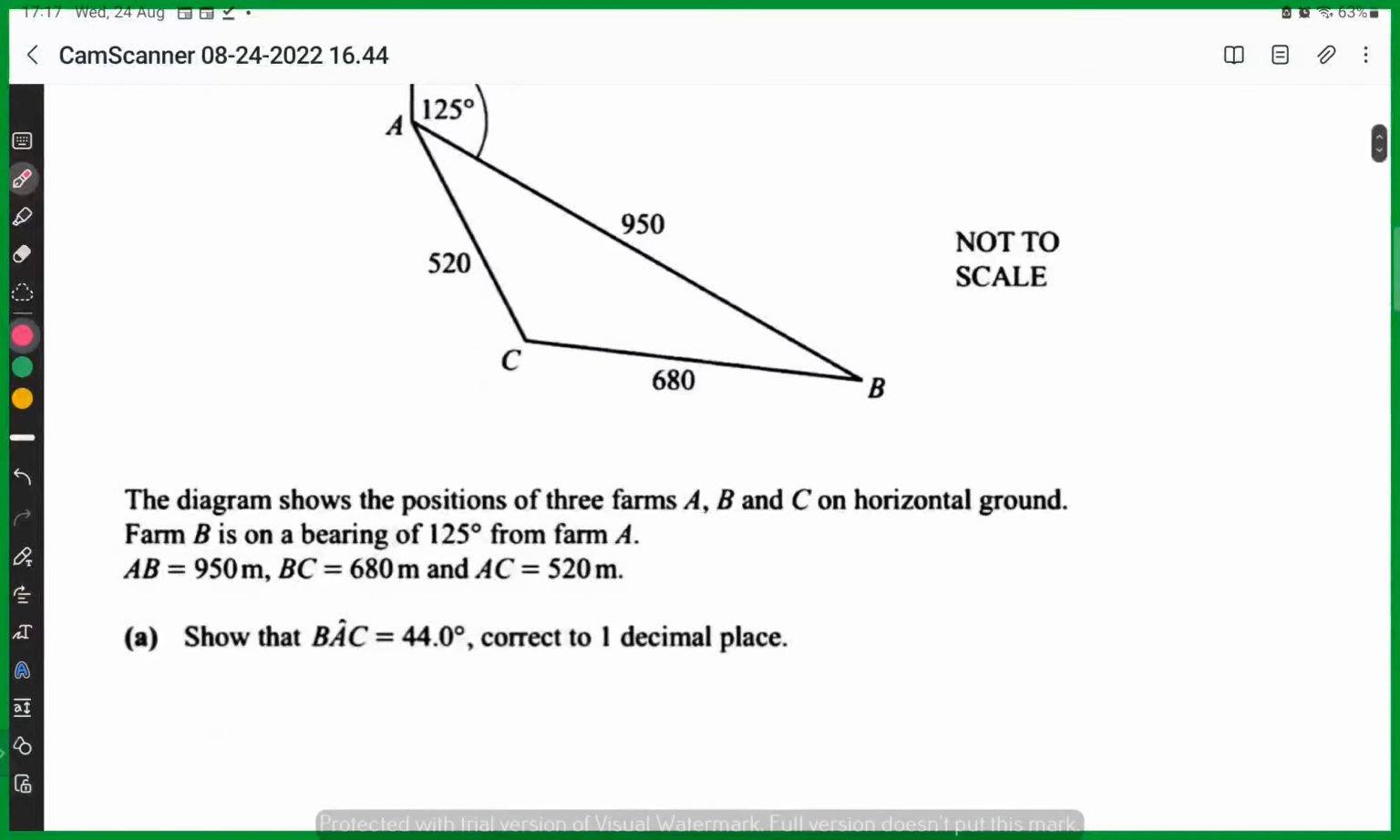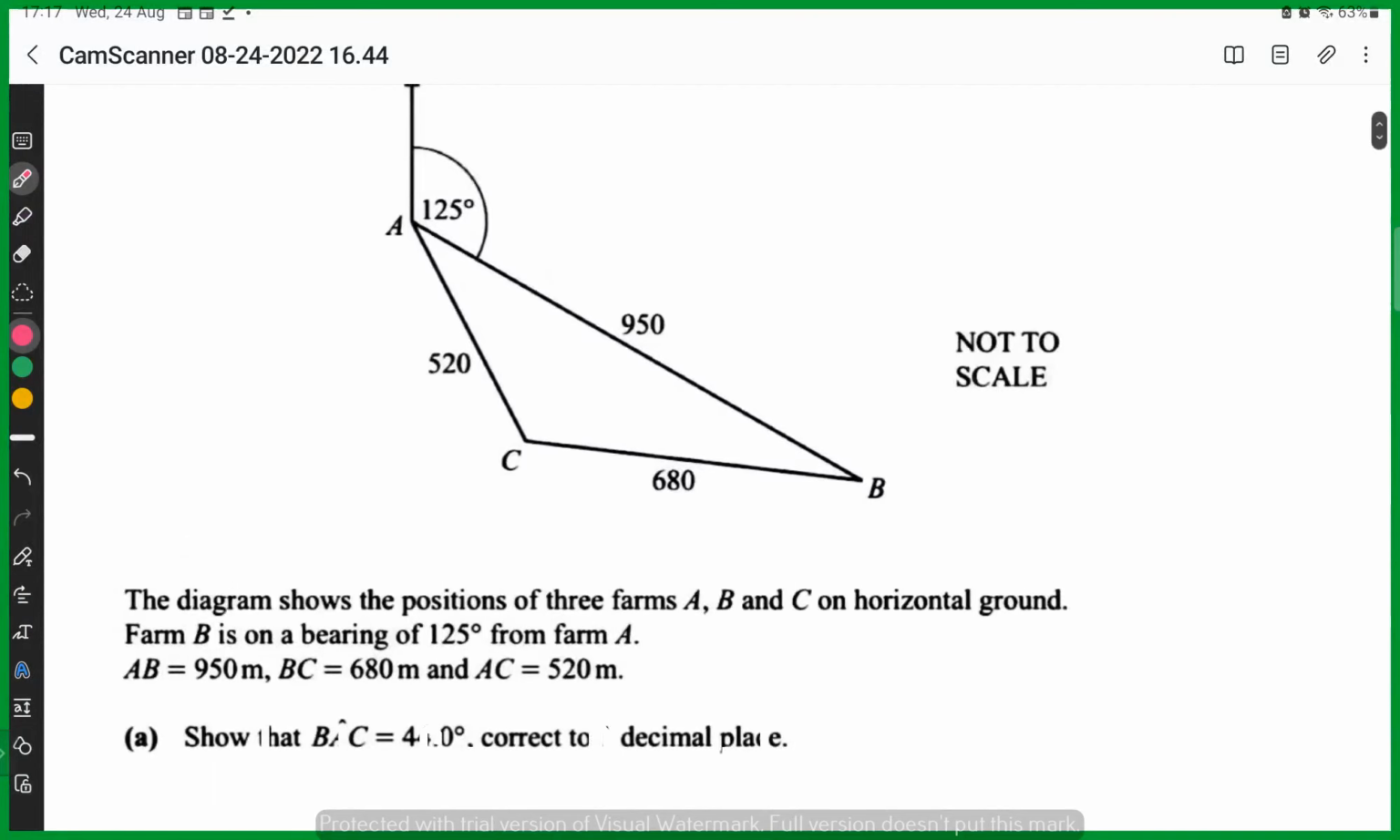Let's look at the first part. Show that BAC is 44 degrees correct to 1 decimal place. BAC, this is the angle. So it has nothing to do with bearings. Why? Because if it was a question about bearings, the examiner would have specifically used the word bearing, right? The first part has nothing to do with bearings, but it has to do with something that we have already discussed yesterday. So take 2 minutes and find BAC using one of the two rules we discussed yesterday. So either sine rule or cosine rule would be used.